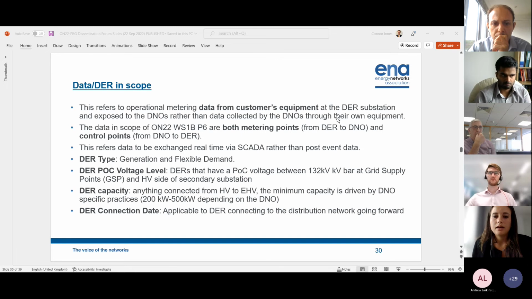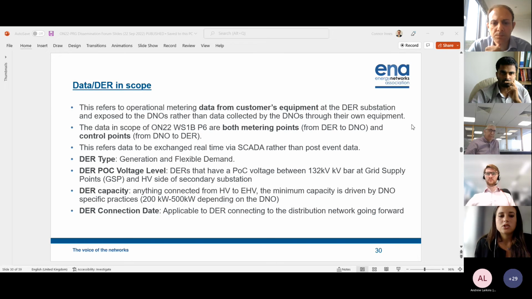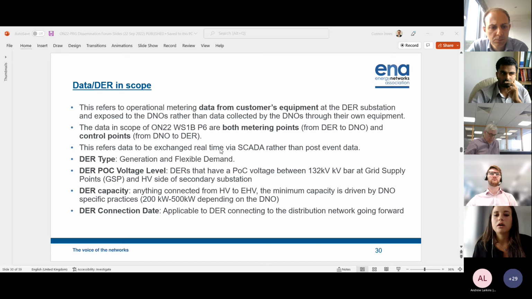This refers to data exchange in real time via SCADA rather than post-event data. The DR types covered are generation and flexible demand. Point of connection covers EHV to HV, and the capacity is anything connected from HV and above, which is driven by DNO specific practices, so it's either 200 kilowatt or 500, depending on the DNO. The connection date applies to DR connecting to the distribution network going forward, so not retrospectively.